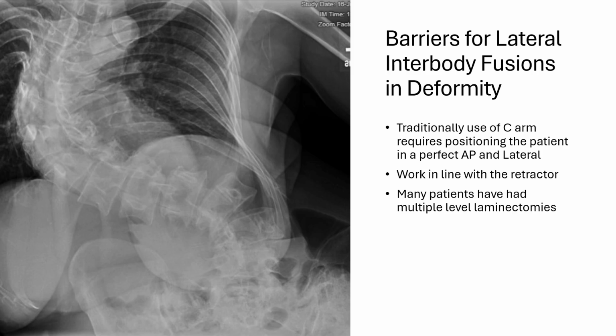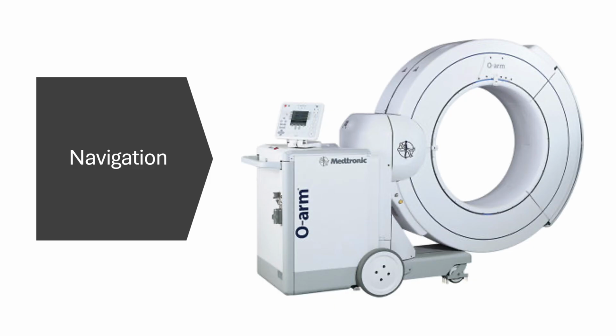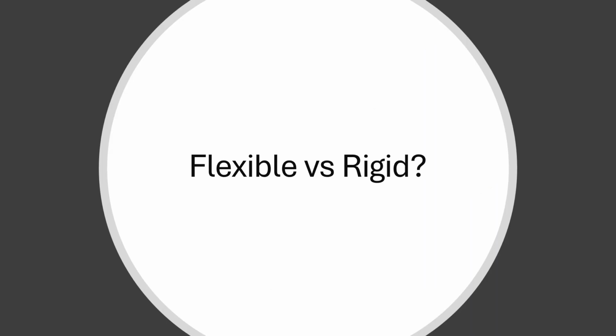The other problem is a lot of my patients are revision, so they have multiple level laminectomies, so it's hard to know what's a true AP and a true lateral. So the thing that really changed my ability to do laterals and deformity surgery is navigation. We started using navigation for basic degen cases and then extended that to deformity cases. So now the first question I ask when I have a patient with deformity is, is the curve flexible or rigid?